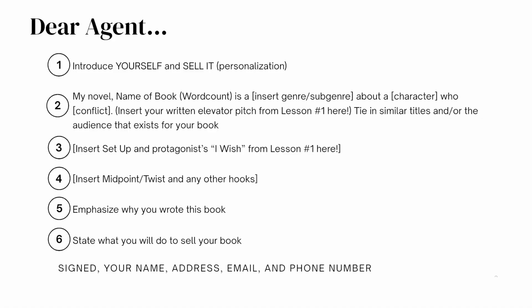Okay, so your formula will have around 6 paragraphs, but really these paragraphs are more like 1 or 2 lines or 3 max. And the formula goes: Dear Agent, paragraph number 1, introduce yourself and sell it. Here you can also include some personalization if you know this agent personally or if you've gotten a referral for them. Then paragraph number 2, you'll say, my novel, name of book, word count is an insert genre/subgenre about a character who conflict. Insert your written elevator pitch from lesson 1 here. Then tie in similar titles and or the audience that exists for your book.